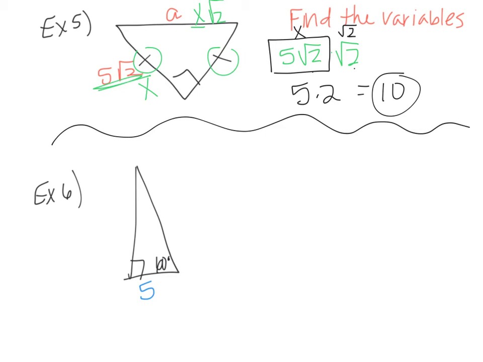Next example I have is a 30, 60, 90 triangle, and I know it's 30, 60, 90 because I have a 90-degree angle and a 60-degree angle. So that automatically makes this 30. Now this is x, opposite 90 was 2x, and opposite 60 was x square root 3. Well, my x is 5, so that makes this side 10, and this side 5 square root 3.